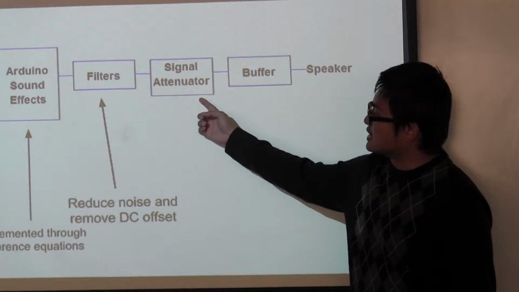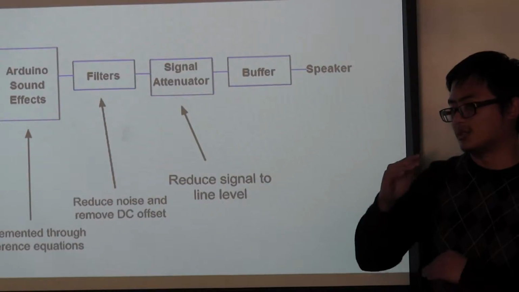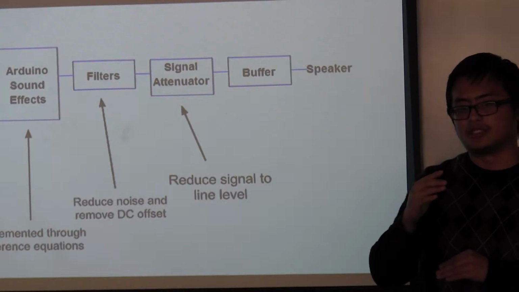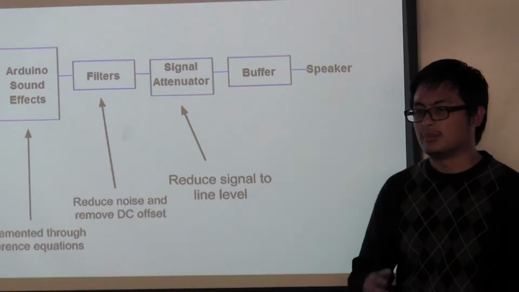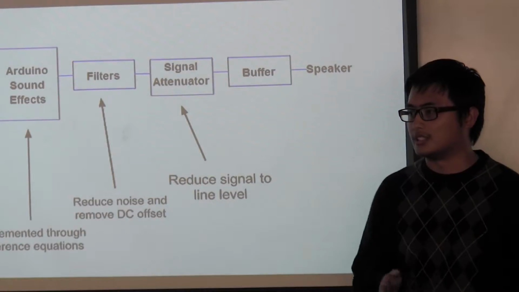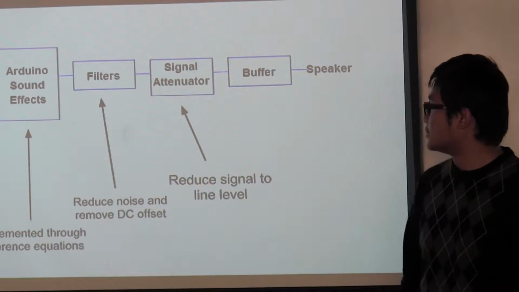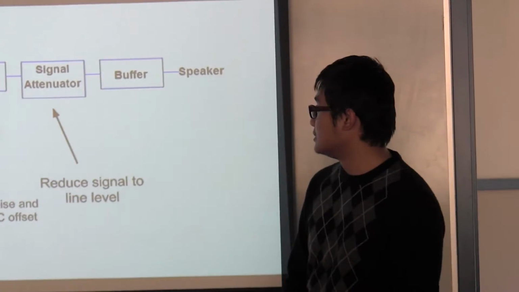Then we have the signal attenuator. When it comes out, the maximum voltage you can get is about 5 volts, which is quite high for a speaker. Speakers run maybe around 1 volt or less; 1 volt is pushing it for general speakers. So we had to drop it down to at most 1 volt, maybe about 0.8 volts or so.